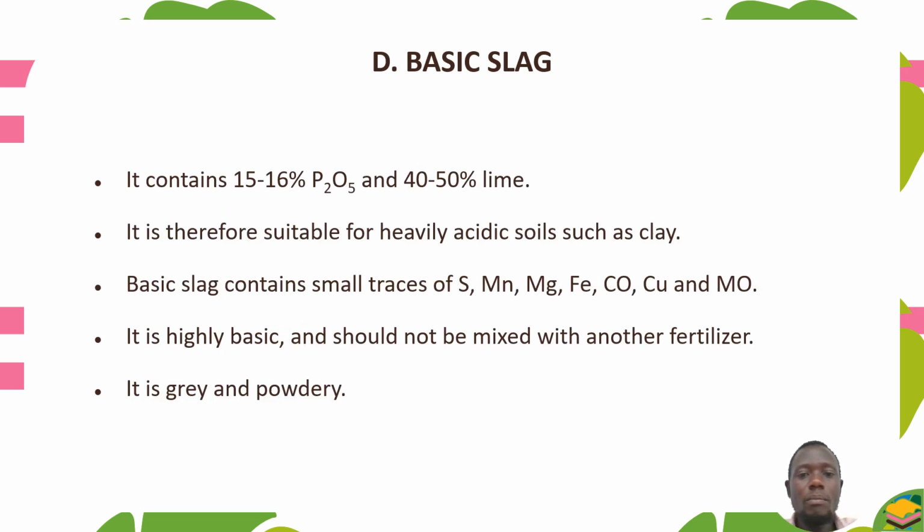Then the other one, I've got basic slag. That's another example. Basic slag normally contains 15 to 16% of phosphate oxide and 40 to 50% lime. It is therefore suitable for heavy acidic soil such as clay. Since it has got lime, it is suitable for acidic soils. You know, lime helps to neutralize acid.